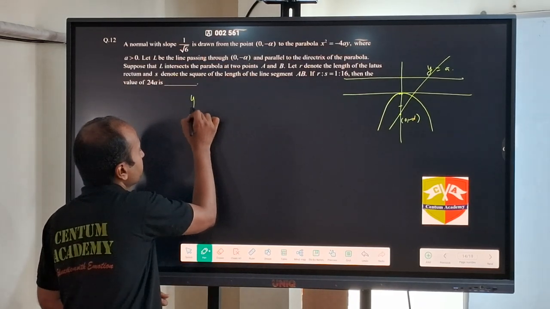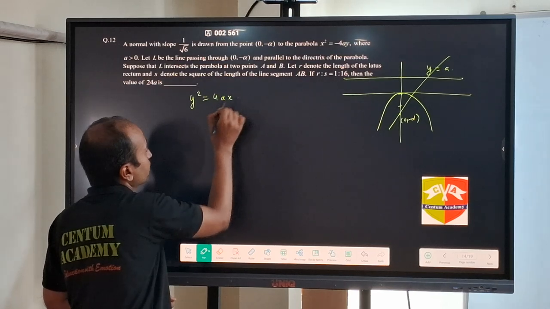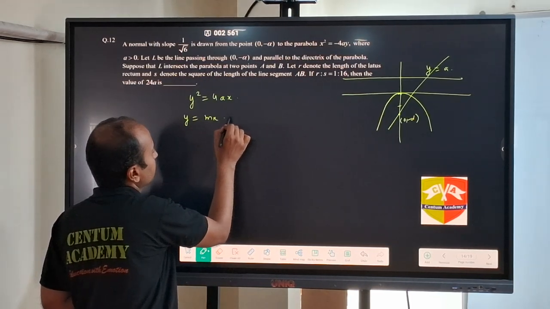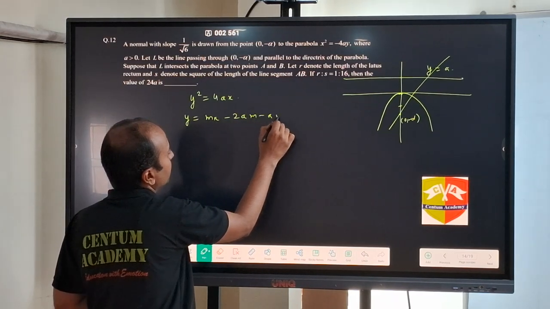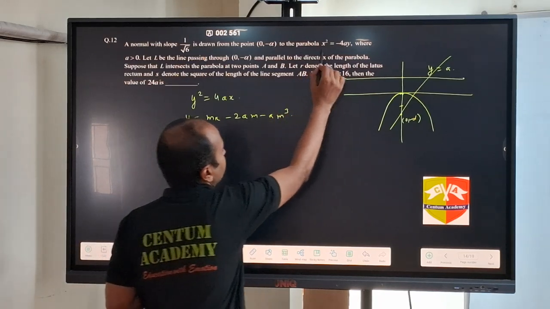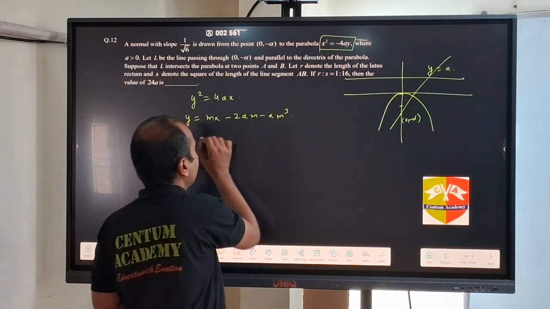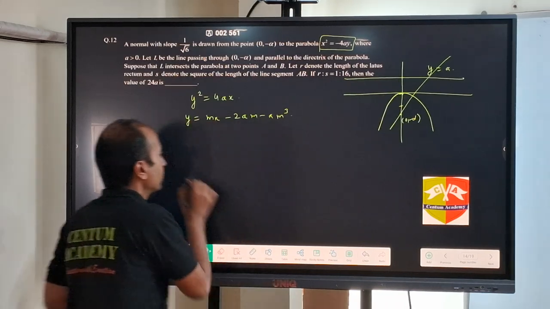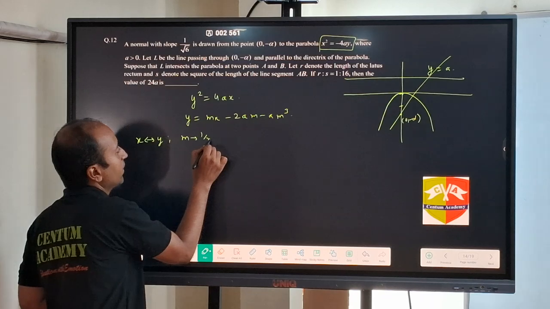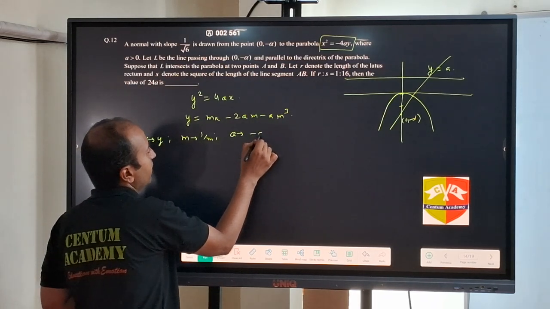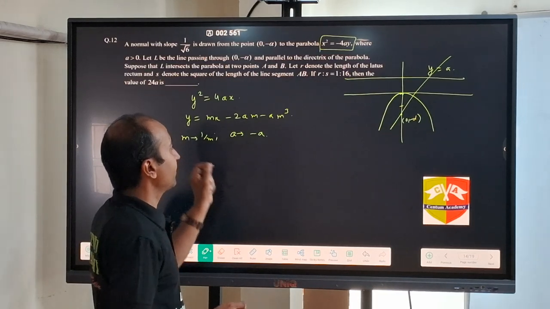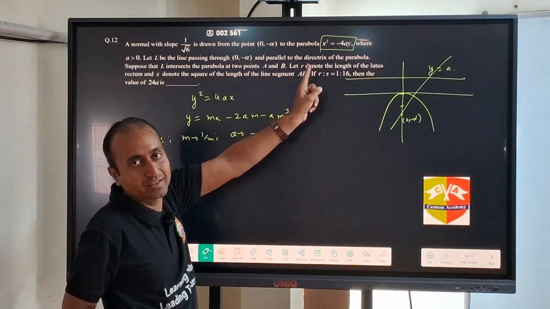Now we know the equation of normal to the parabola y square equals 4ax in slope form. It is y equals mx minus 2am minus am cubed. Now there is a shortcut to find the equation of normal to this parabola starting with this. What you do is you replace x with y and y with x. You replace m with 1 by m and you replace a with minus a. If I do all these three transformations simultaneously, I will get the equation of normal to this other standard parabola.